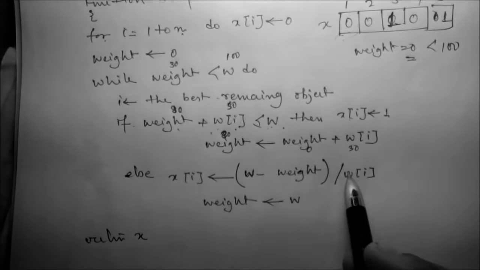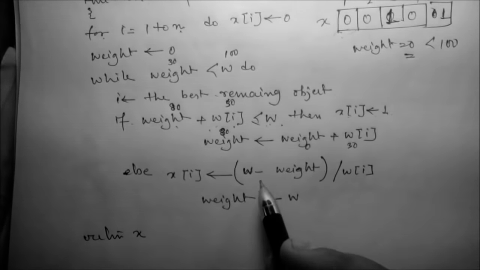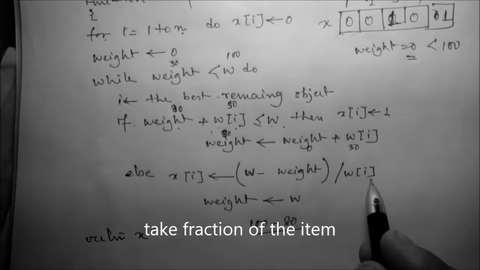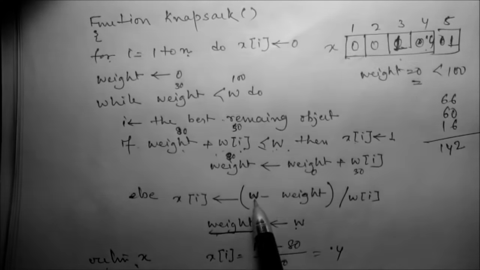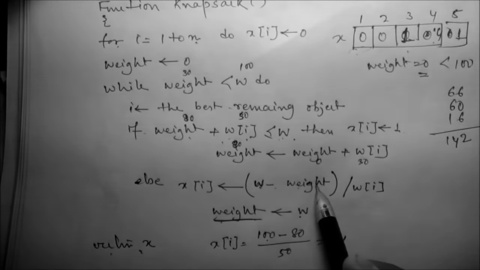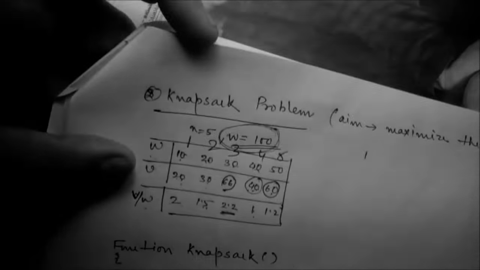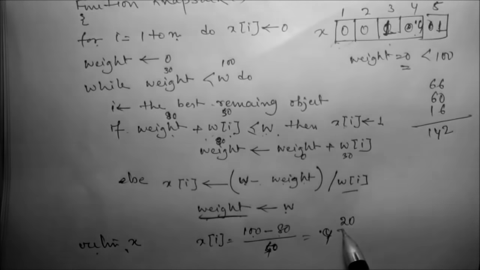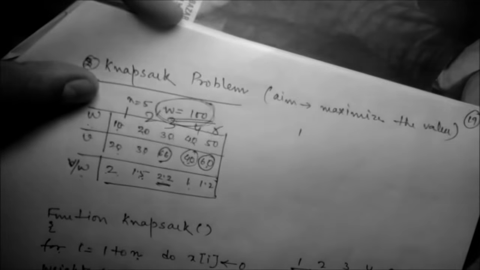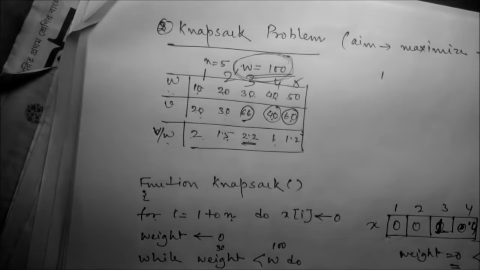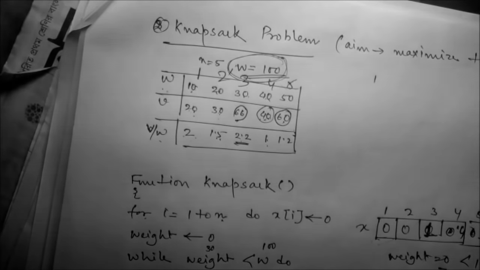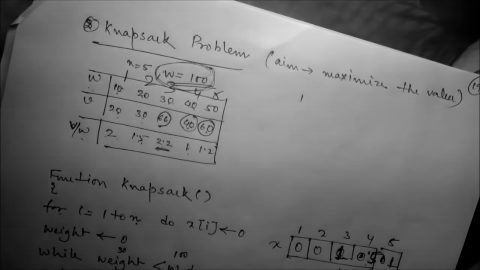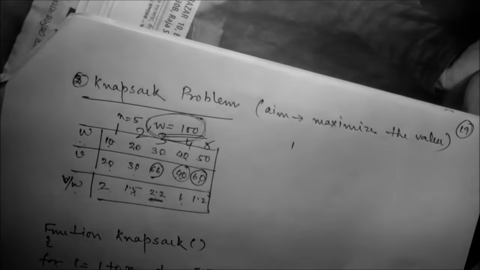Here we can take a portion of the item also. W is 100, and the present weight is 80. So W minus weight, divided by w_i, where w_i is 40: 20 by 40 is 0.5. So it should be 0.5. Now the present weight value is 100, and we return X.